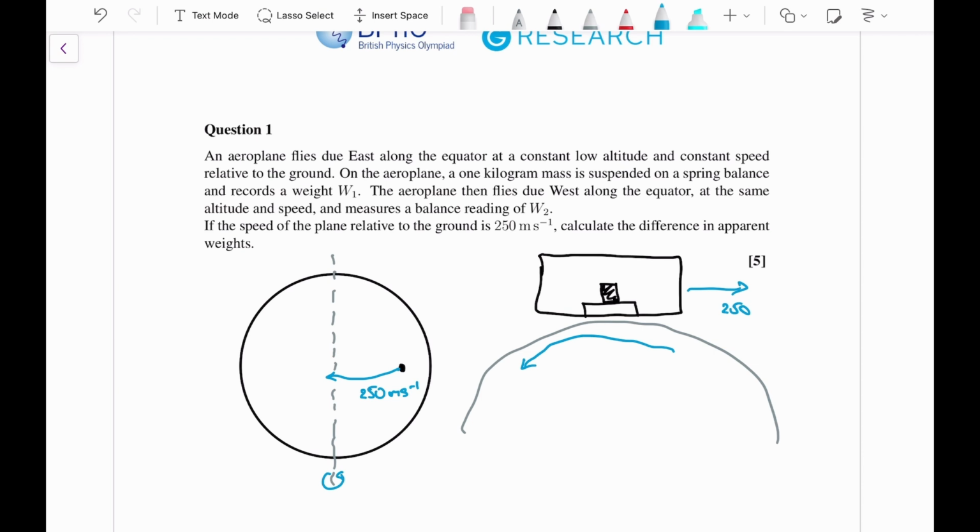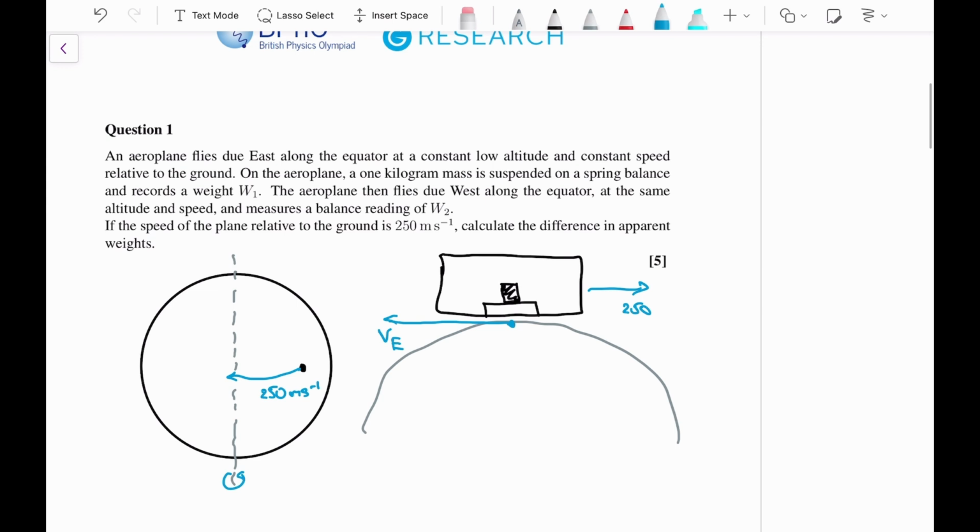Now, in this case, the speed of the Earth is essentially the speed at this very instant that is moving this way. Let's say it's VE, and so the exact speed of the plane would be equal to VE plus 250. So now there will actually be a difference in the weight.